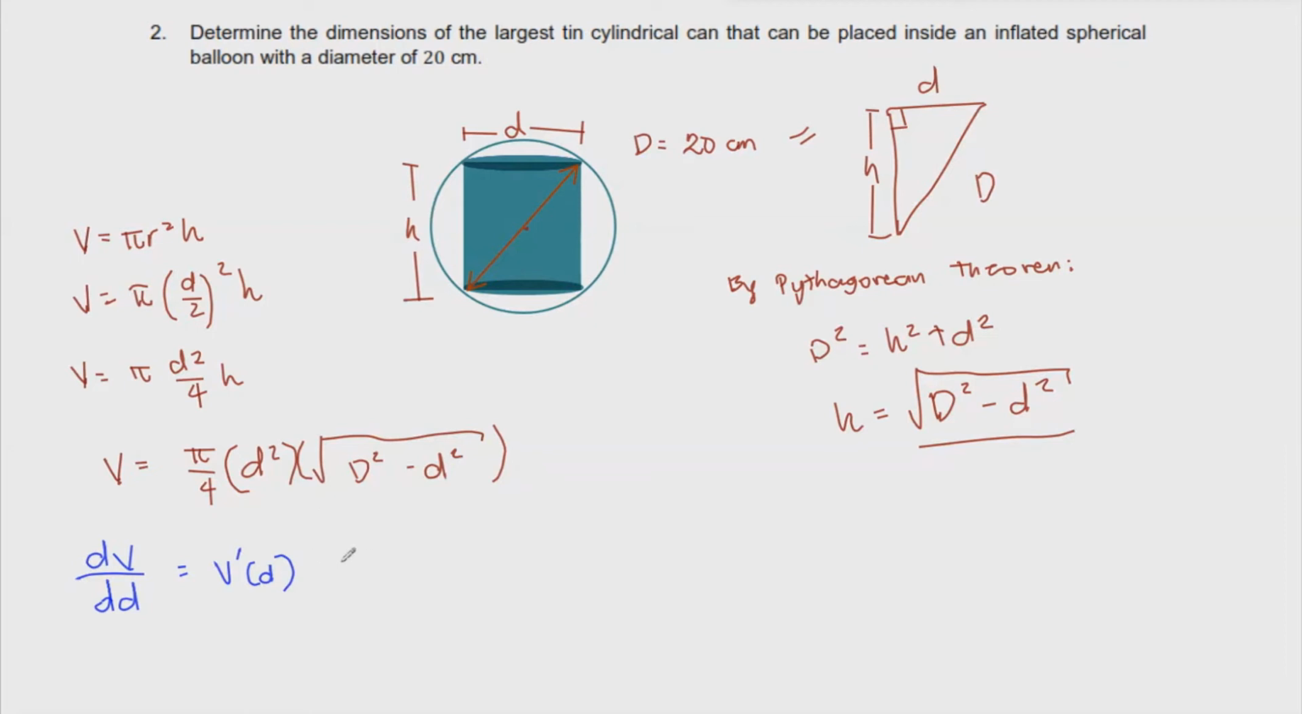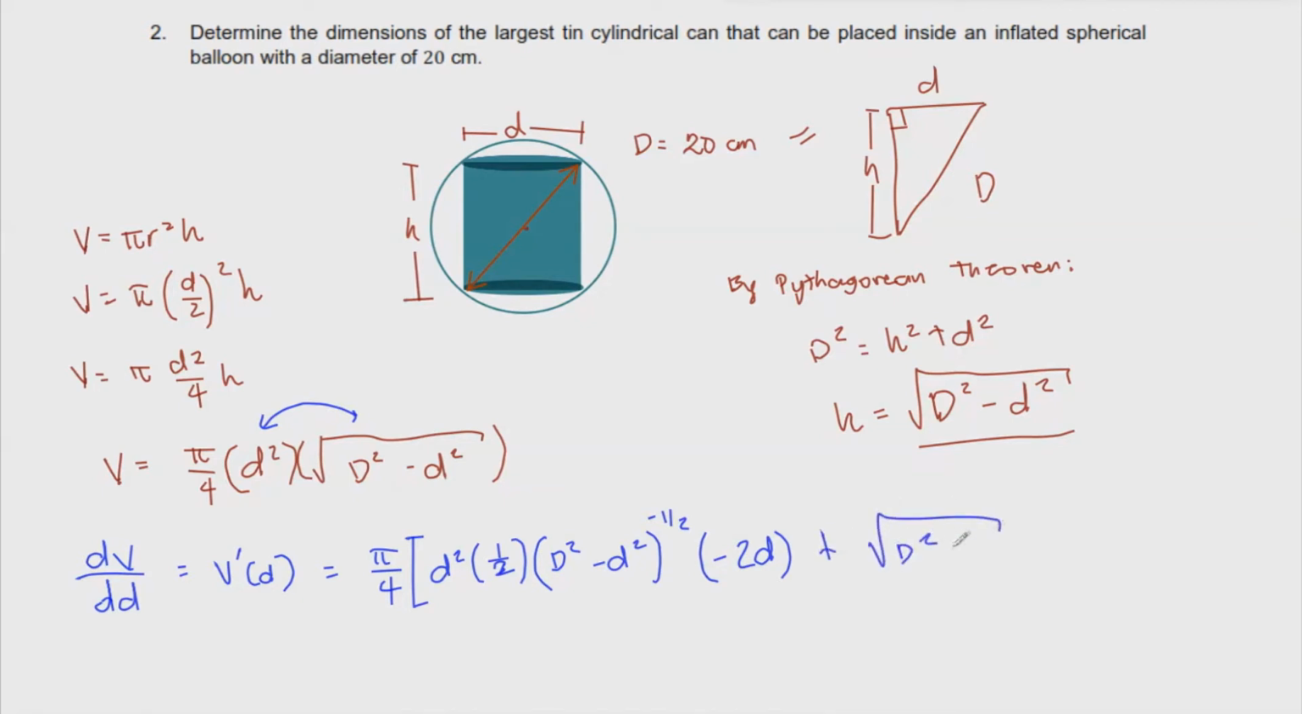So that's V prime of d, and then this is equal to pi over 4. I'm just taking the derivative now. So these are two expressions in a product form, so we'll do product rule. So that is d squared times the derivative of this one. So that's 1/2, and then I have capital D squared minus d squared raised to negative 1/2. And then the derivative of what's inside is negative 2d, simply because this capital D squared is a constant. And then plus the square root of capital D squared minus d squared, and then we multiply that with the derivative, which is simply 2d. Okay?